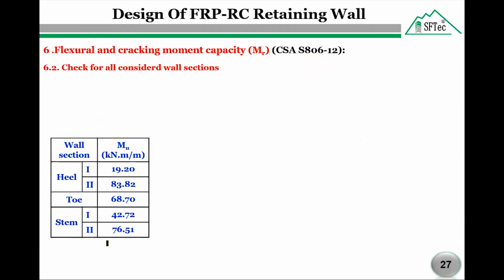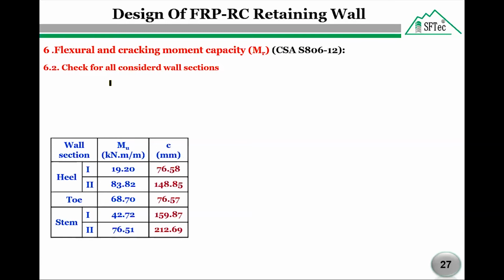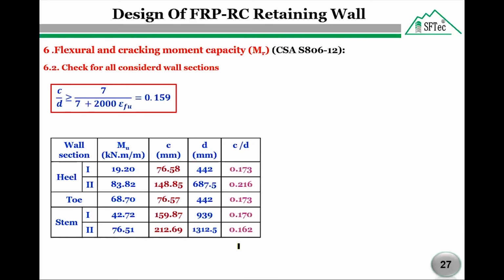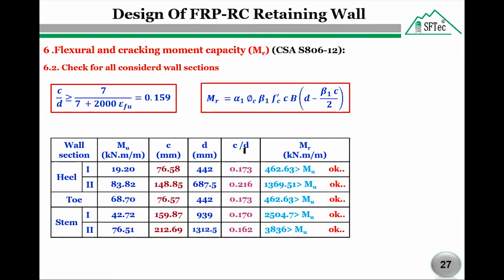Here in this table, we are going to check the flexural moment capacity for all considered sections. First, the neutral axis depth is calculated for each section from equilibrium. Then the C over d value is checked with this value as we calculated before. After that, the flexural moment capacity is calculated according to the Canadian standard S806-2012 using this equation, and the flexural moment capacity is checked for every section against the factored moment. And as we see here in this column of the table, all the flexural moment capacities are greater than the factored moment.